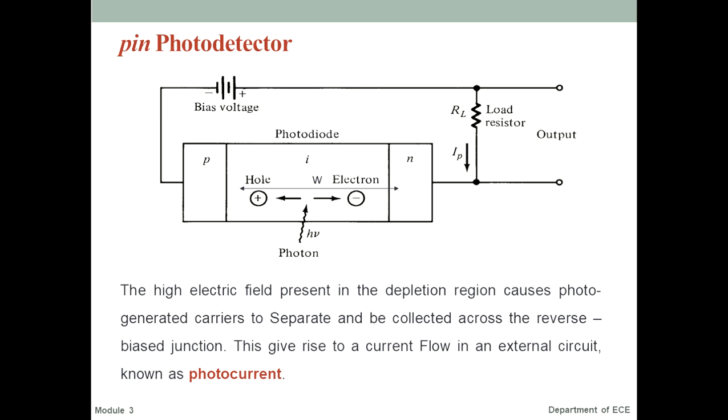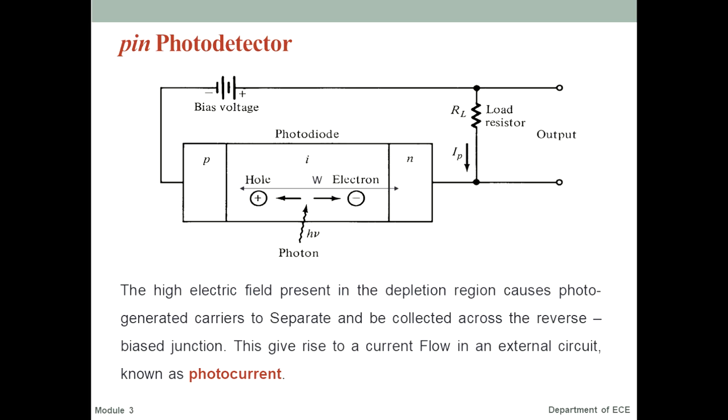PN junction. We can see PN junctions are there. In between we can find an I region. The I section is called the intrinsic region. So the PIN photodiode is connected in reverse biased condition. That is, the P junction is connected to the negative and the N junction is connected to the positive terminal of the bias voltage. And then the load resistor is connected, and you take the output across the load resistor.